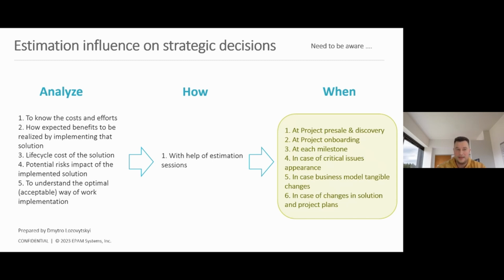So as you can see, guys, we have to analyze how and when. With the first part of this slide, as you can see on the screen, we have to know the costs and efforts. This is the first thing related, for example, to WBS or solutions that we're going to propose and develop, how expected benefits are to be realized by implementing the solution, life cycle cost of the solution, potential risks, impact of the implemented solution, understanding the optimal acceptable way of work implementation, etc.